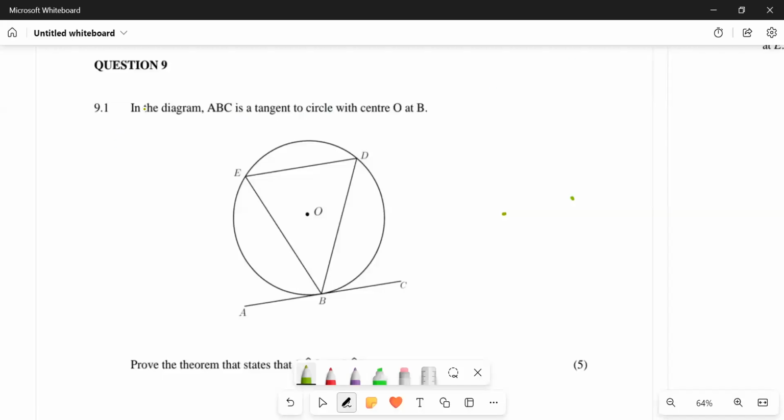So in the diagram here, APC is a tangent, no? Yes. And it's a tangent to a circle with center O. This is very important. At B, it touches the circle. It could have touched it at E, it could have touched it at D. So it's a tangent at B. Usually we'll talk about it's a tangent at B.